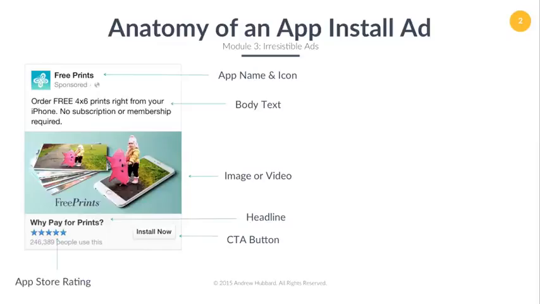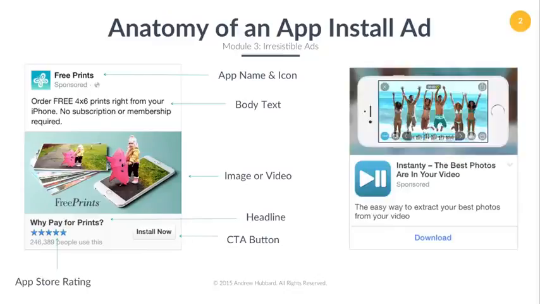And finally at the bottom we've got the App Store rating. So this one's taken from the App Store just like the app name and icon. If you've got an average rating for your app, it will display here. As you can see, it's definitely worth getting a rating for your app because it's going to display at the bottom of your ads. It's going to be a bit of social proof and it's going to encourage people to click on them.